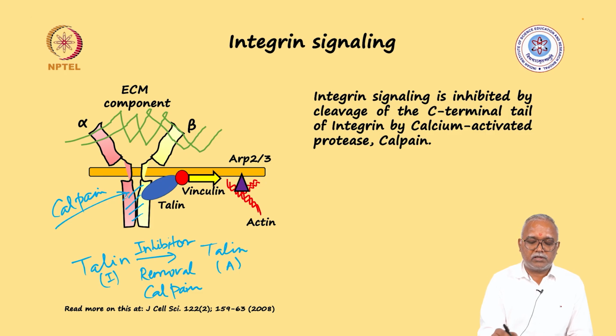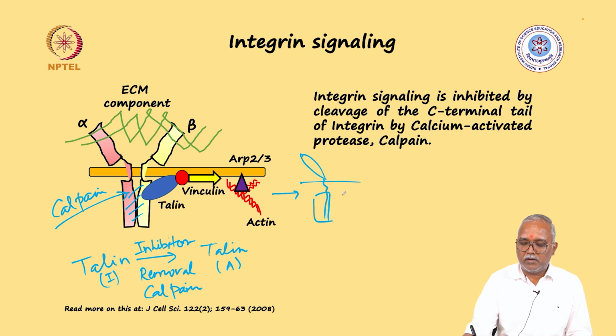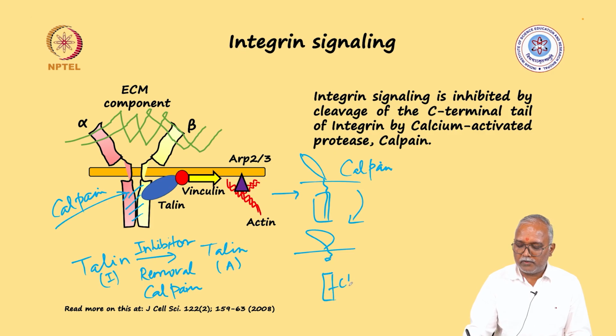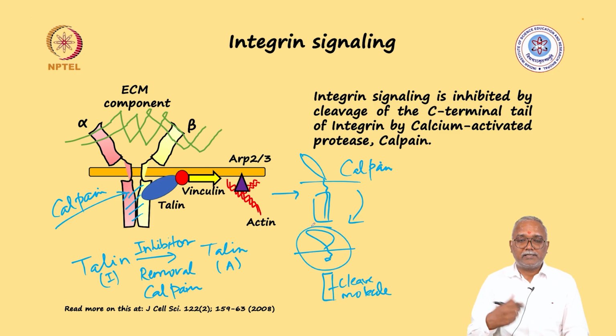Calpain removes this intracellular domain, so you will now have, if you consider this as your active receptor, after calpain digest, an extracellular entity and this cleaved molecule. This cleaved molecule will be digested and removed from the system, and this receptor also will be recycled so that fresh receptors can be put on the surface.